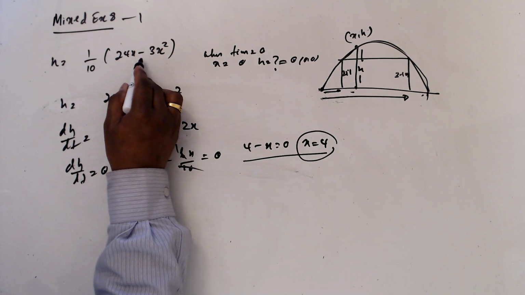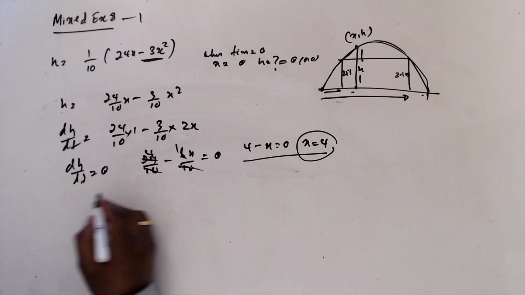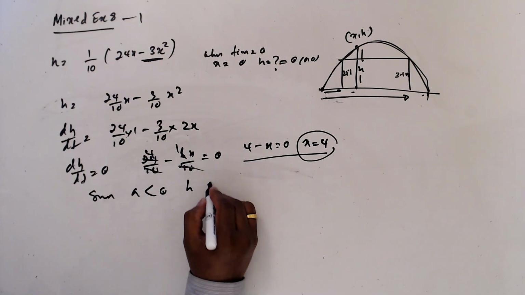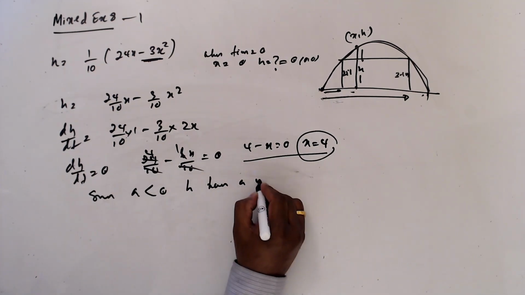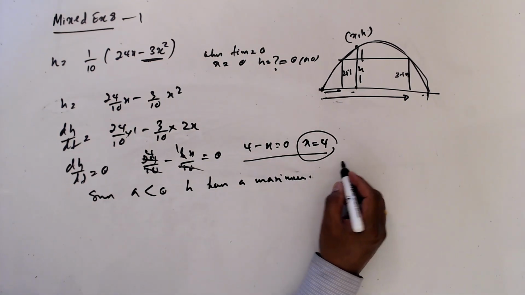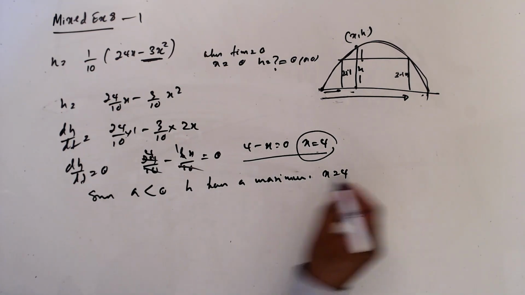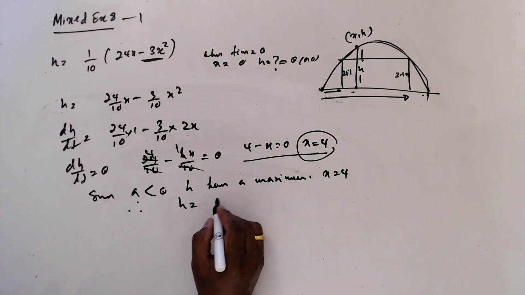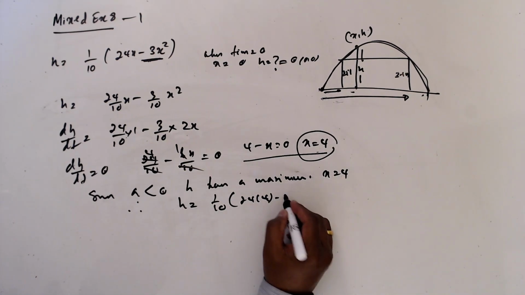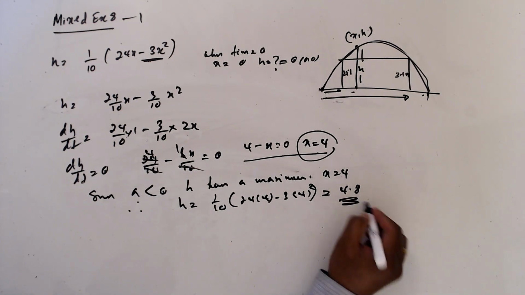But we know by looking at this, it is a quadratic equation, and since a is less than 0, h has a maximum. So when x equals 4 you will get a maximum. Hence now we can find h equals 1 over 10 times (24 times 4 minus 3 times 4 squared). We get the answer as 4.8.